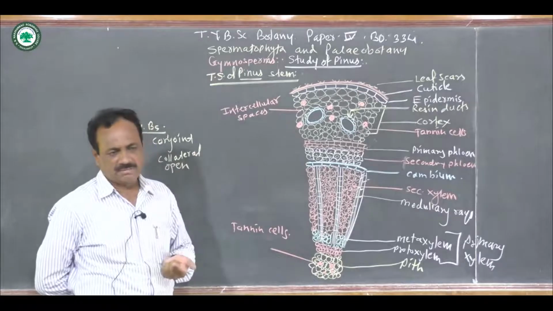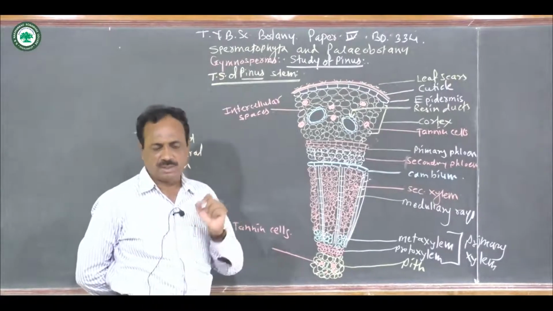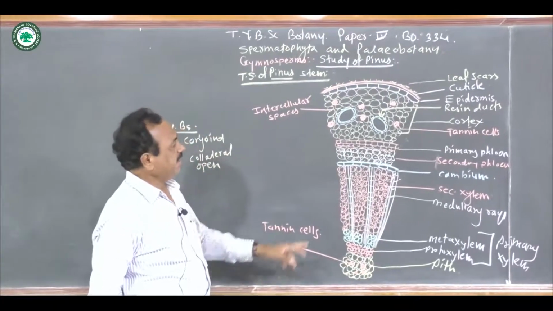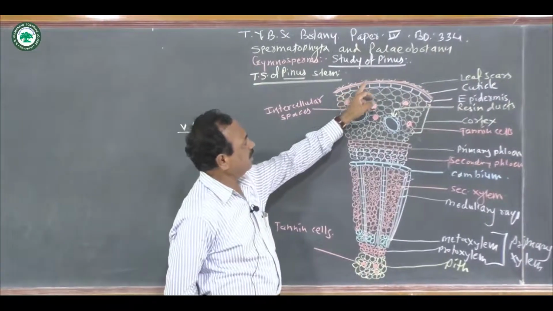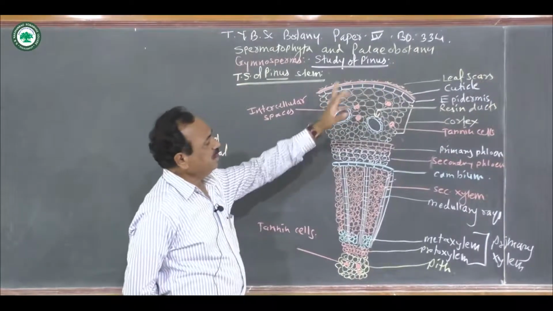So thus this is about the internal structure of the stem of Pinus. If we take the transverse section, it is circular in outline, and many times it shows the presence of leaf scars.